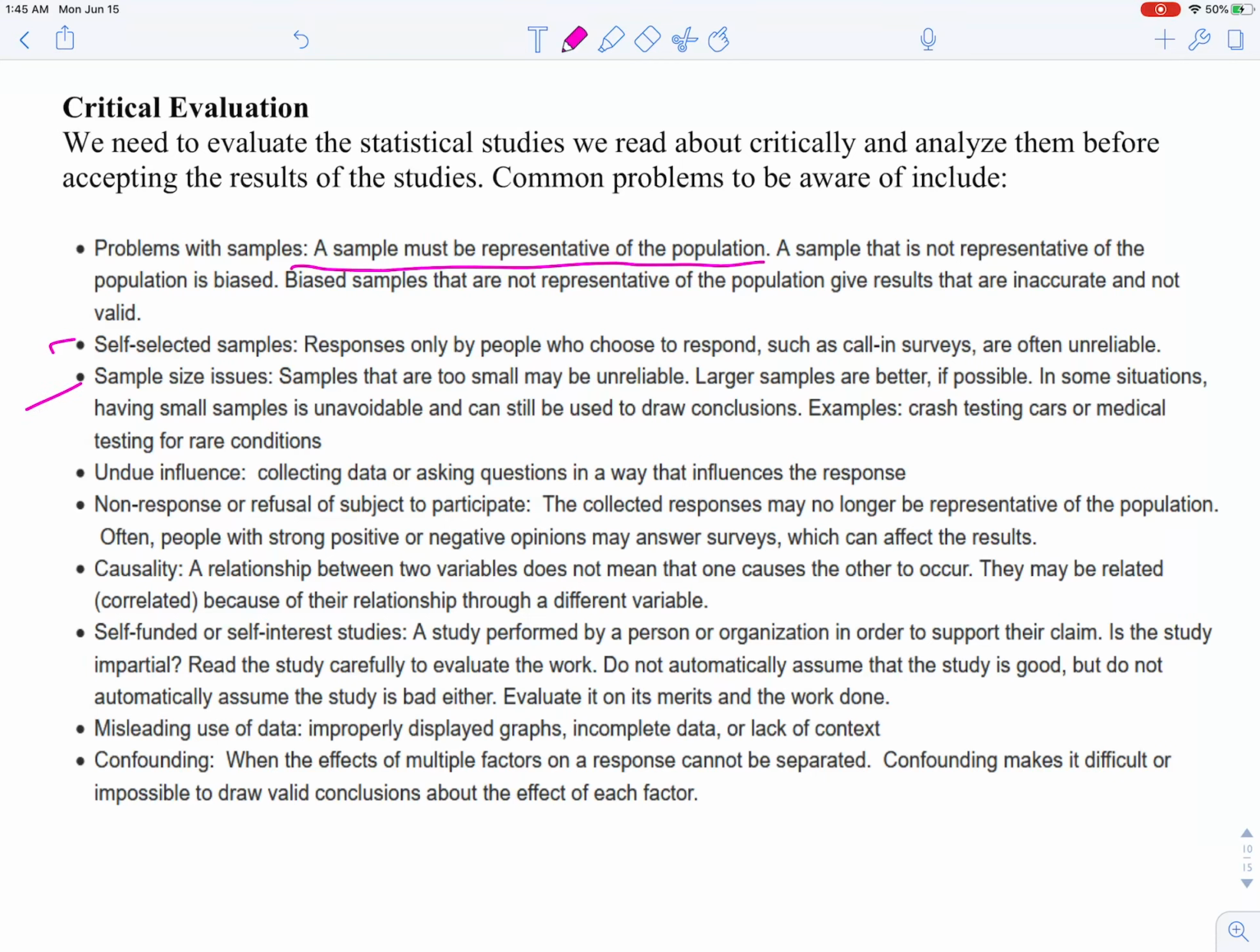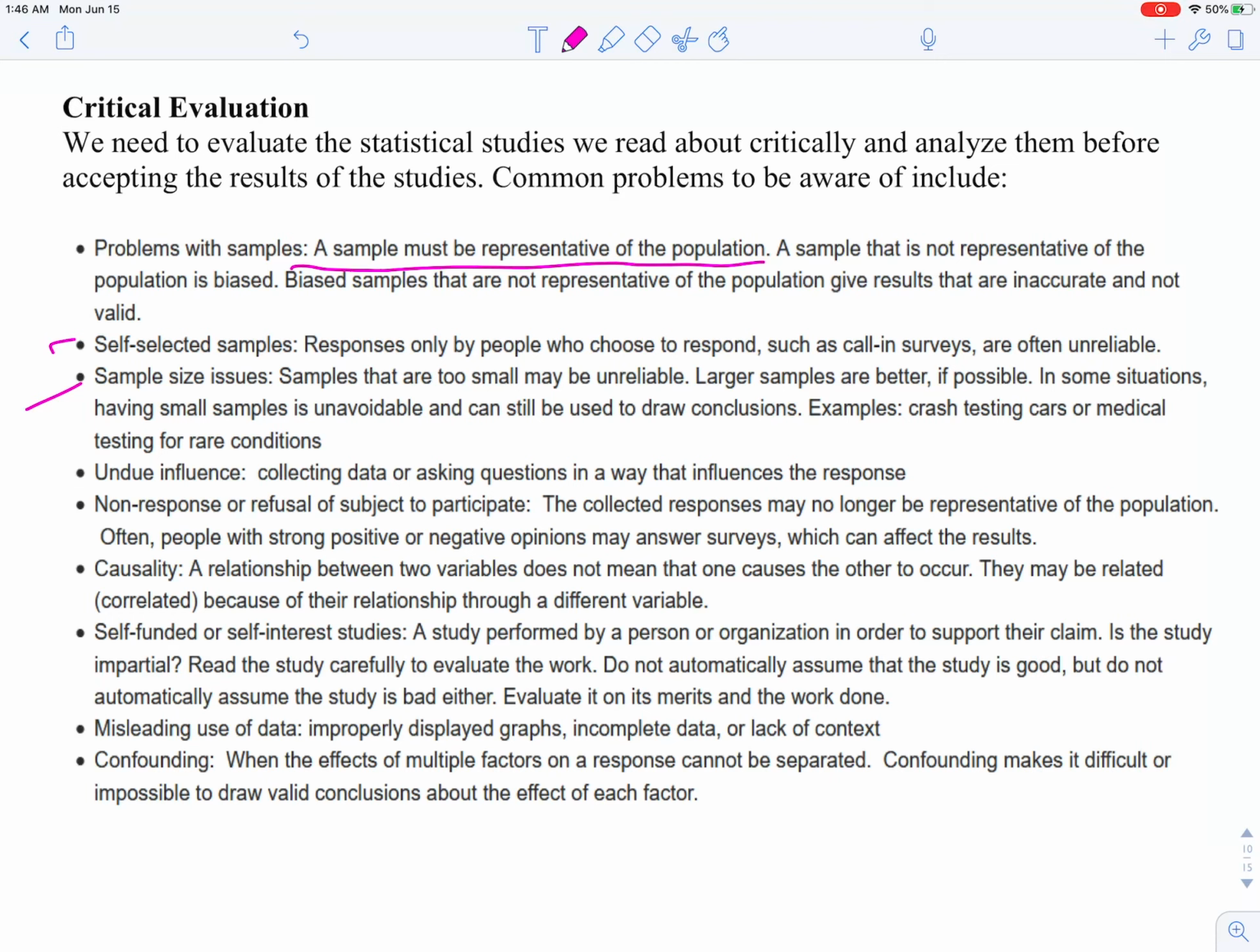Next one here, sample size issues. Samples that are too small may be unreliable. Right? If you ask 2 people out of 1 million a question and they say no, can you really say that those 2 people represent the entire population? Definitely not. Too small of a sample.